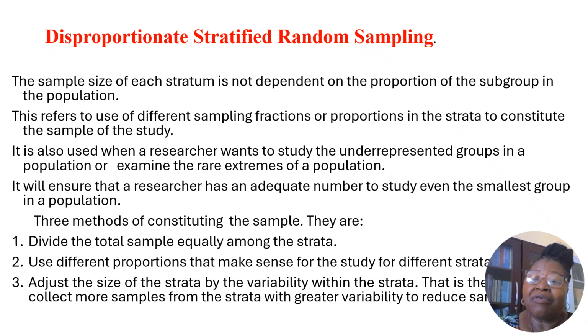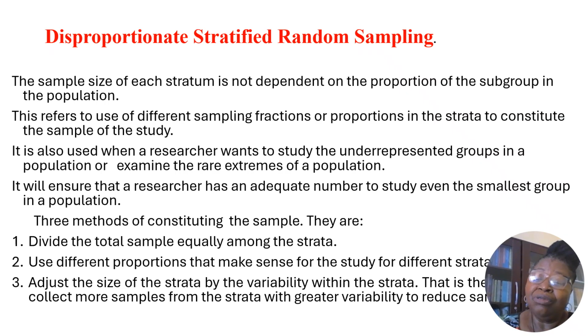There are three methods of constituting the sample. Divide the total sample equally among the substrata of the groups. Use different proportions that make sense for the study for different strata. Or adjust the size of the strata by the variability within the stratum. This will make the researcher to collect sample that even the group that are few within the population can be represented and also can be studied. That's the main advantage of disproportionate.